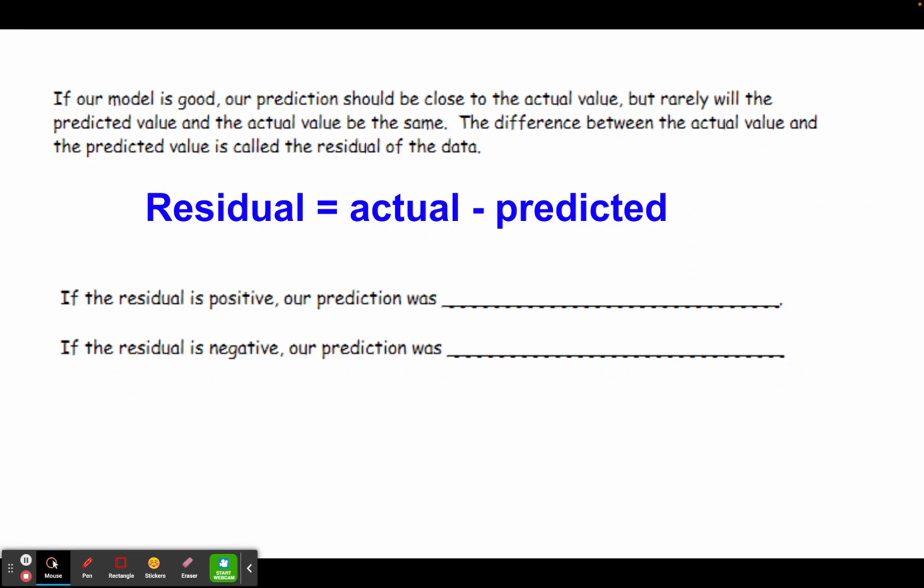Now, if our residual is positive, that means that the predicted value was lower than the actual value. So our prediction was too low. If the residual is negative, that means the predicted value was higher than the actual. So our prediction was too high. So residuals can be either positive or negative, and the direction of the error is given by the sign of our residual.